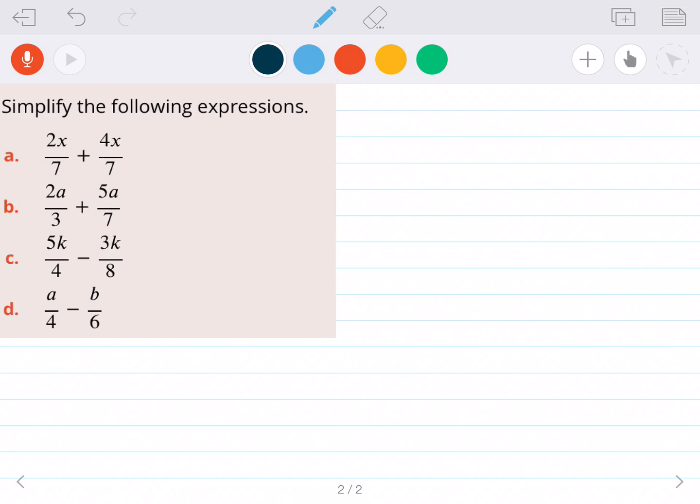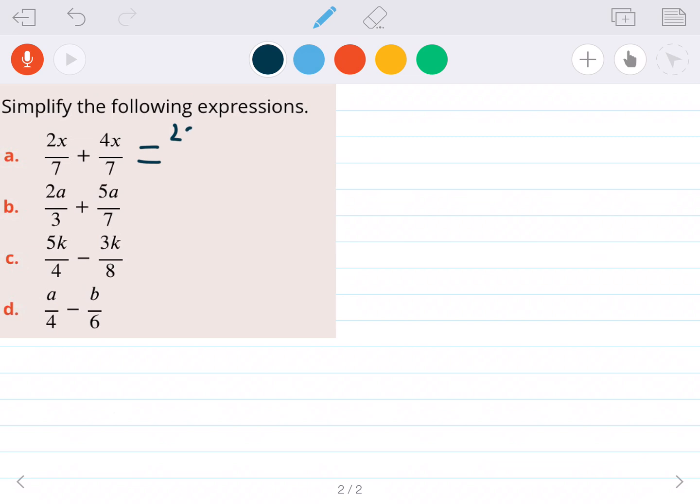So for this example here, we're just simplifying these. That just means adding or subtracting these together. And to do this, we need to have the same denominator. So first, our first one is actually quite straightforward. We've got the same denominator, so we can just plus the numerators together, considering if they are like terms.